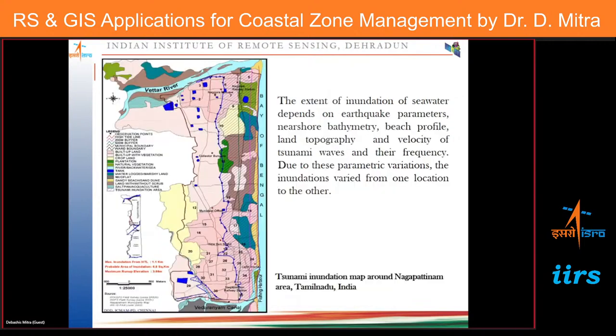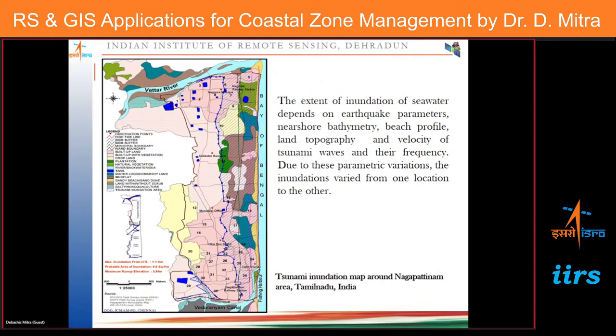So this is how the map was generated during those days in the tsunami. You can see the blue hatch line. So this is the tsunami inundated region. Inundation cannot be straight in the land. Inundation depends on a lot of local factors. It will depend on the earthquake parameters, nearshore bathymetry, beach profile, land topography. These parametric variations make the inundation vary from one location to another location.